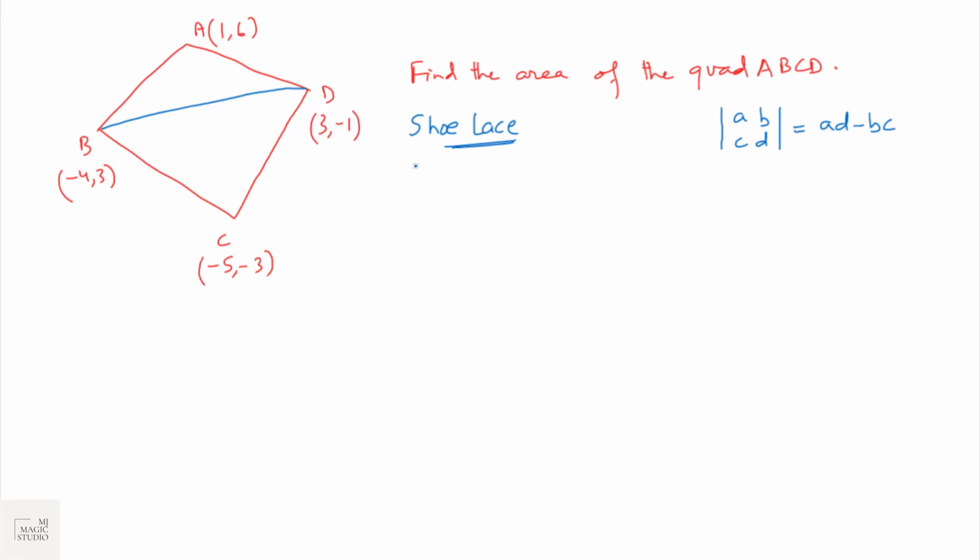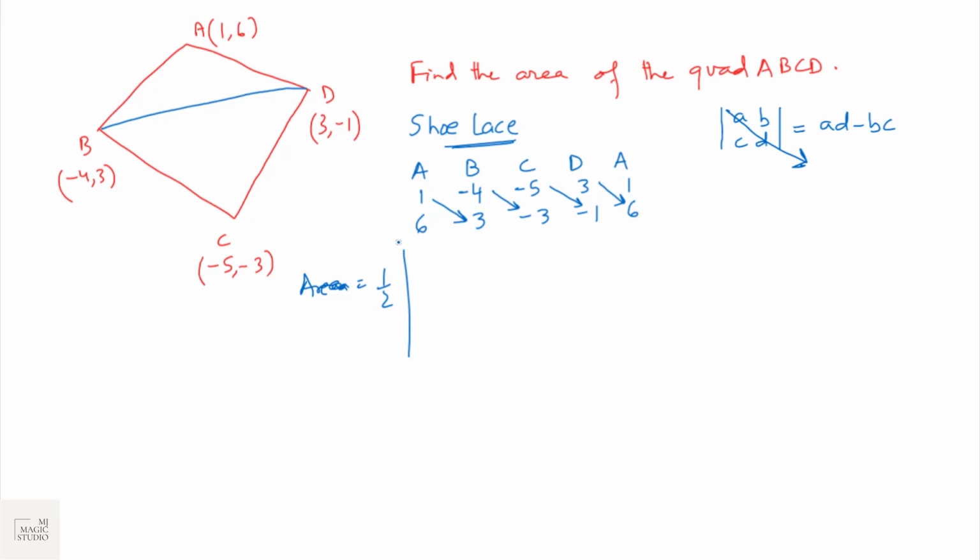Please write the values of these points in the order it is given, A, B, C, D, and then A. So point A is, first we write the x value and then the y value, 1, 6. B is minus 4, 3. C is minus 5, minus 3. D is 3, minus 1. And A is 1, 6. Now, this is how we calculate the principal values. So, first principal value, second principal value, third principal value, fourth principal value. Area will be given by half of mod.